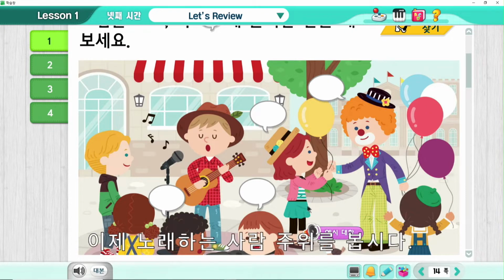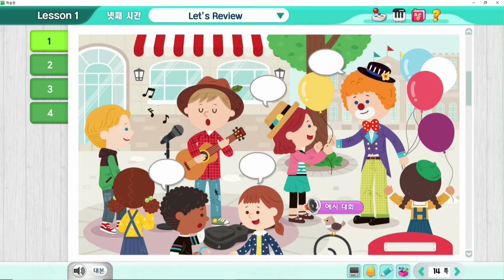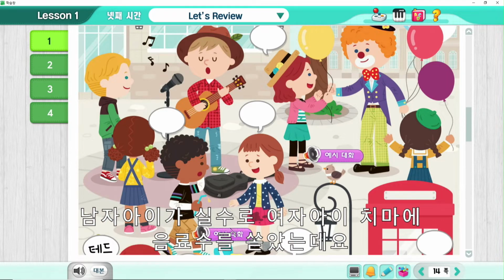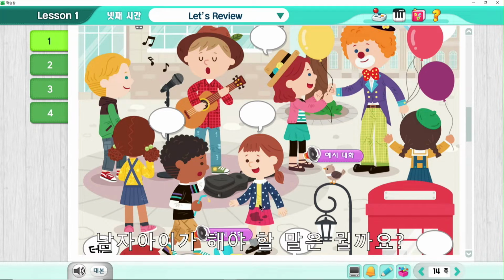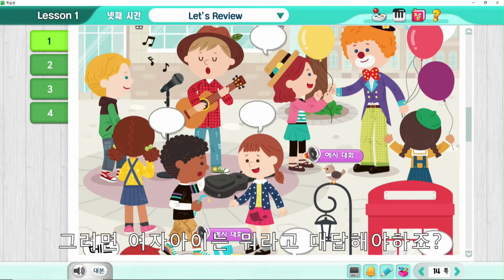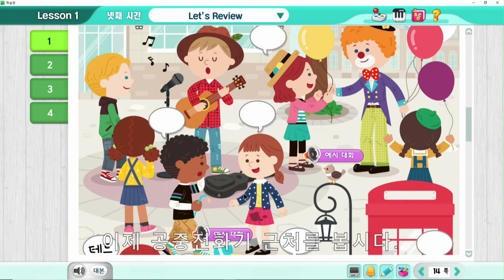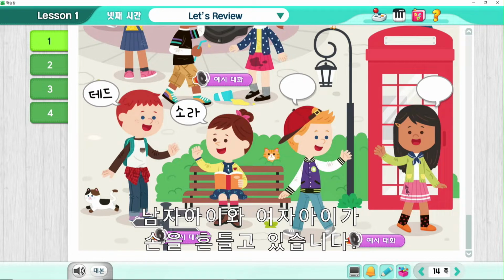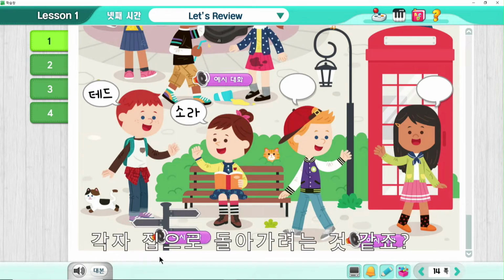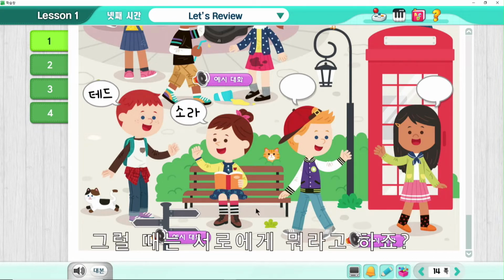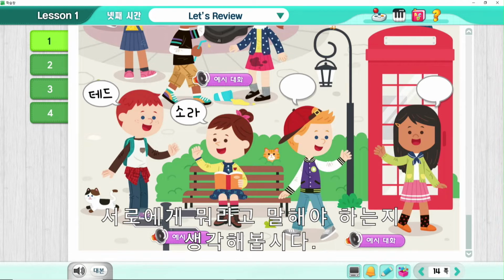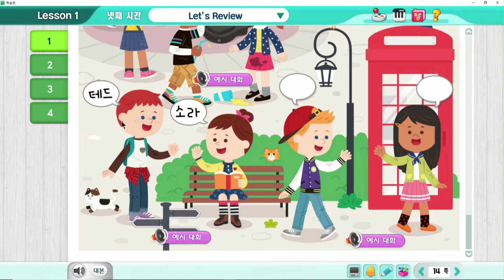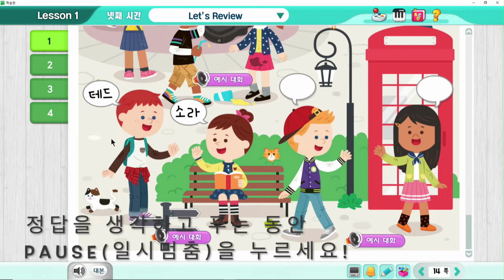Okay, now let's look here near the singing man. A boy just made a little mistake and spilled a drink on the girl's skirt. What should he say now? And what should the girl answer? Okay, and near the telephone box, a boy and a girl are waving their hands. They look like they are leaving for their places. What do you think they are saying to each other? Think what they will say in the picture. And also find the hidden alphabet in the picture. Press the pause button while you are thinking of the answer.